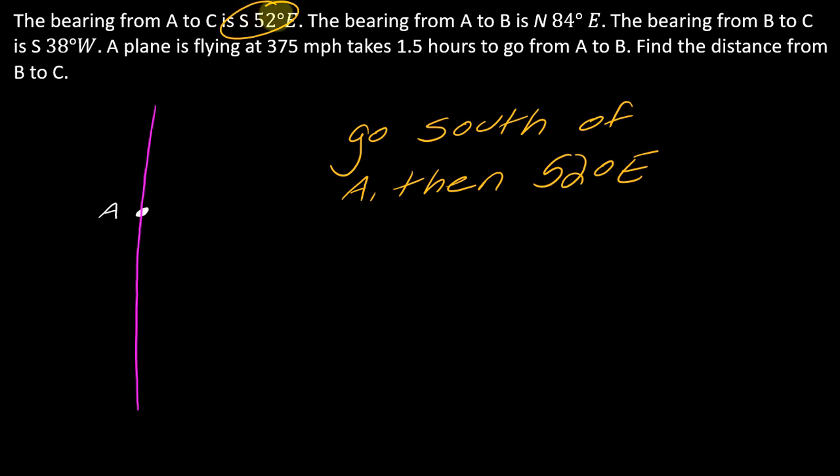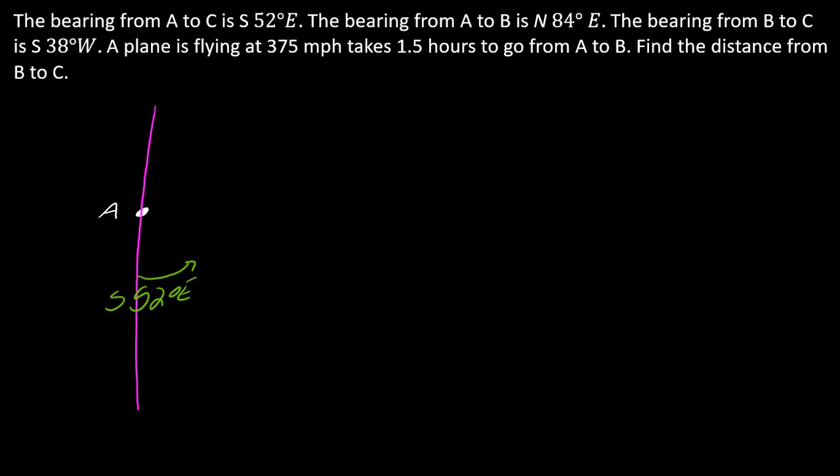So this little measure here is really telling us to start south of A and then go 52 degrees east. The east direction is over here, okay? So I start south of A and go 52 degrees east. That's what I need to do. And so this creates this angle, and we go from this point A to C. And so I will just label that as 52 degrees just to make our lives easier. Okay, so let's move on to the next part.